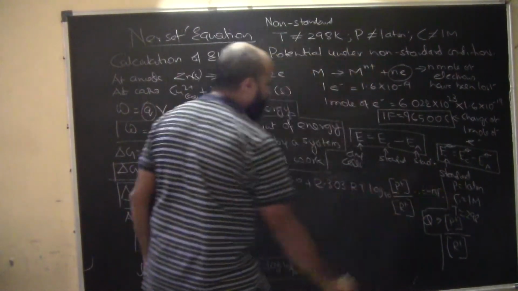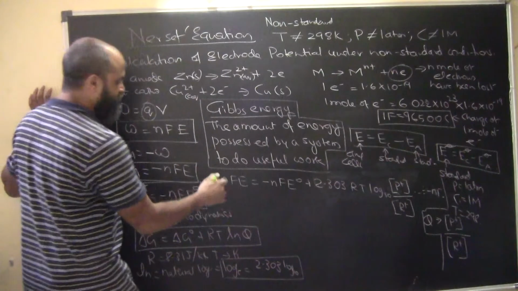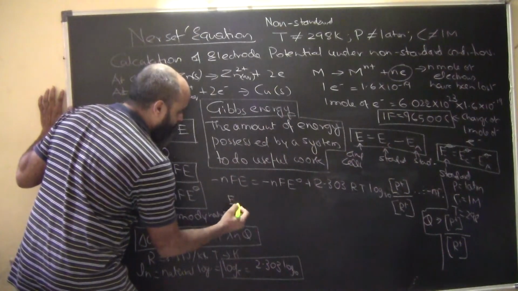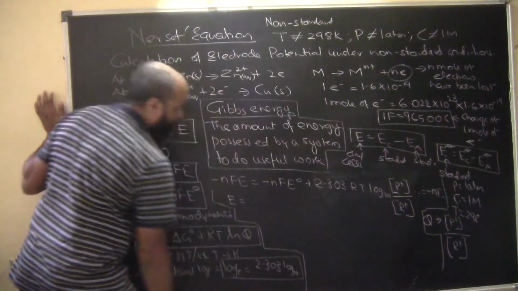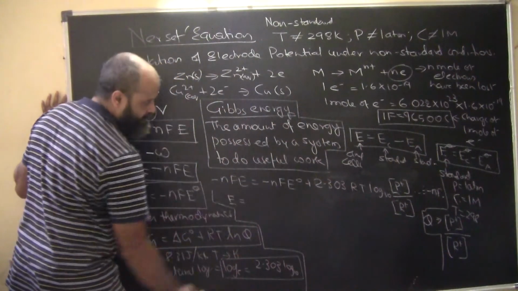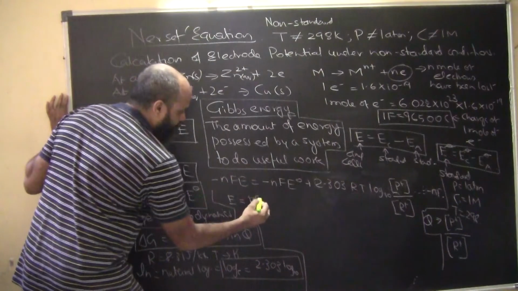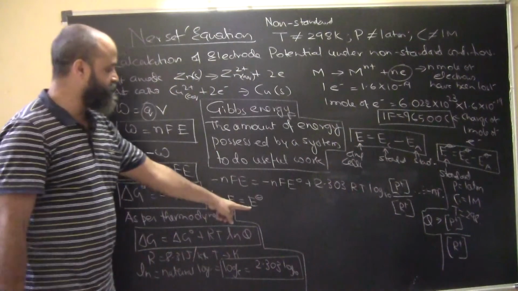If we divide by minus NF, what do we get? So minus NF gets cancelled here. So we have here EMF, that's EMF of any cell basically, and here NF gets cancelled with NF. We are left with standard reduction potential. This is the standard EMF.